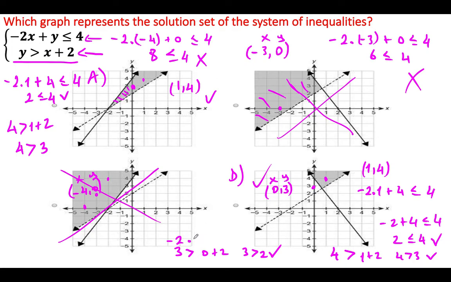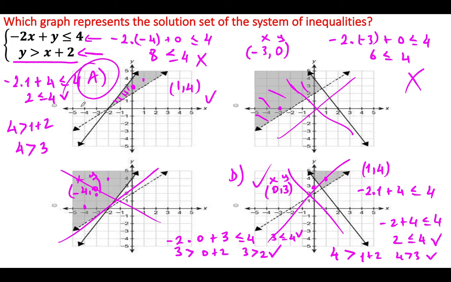Negative 2 times x, which is 0, plus y, which is 3, is less than or equal to 4, which will be 3 is less than or equal to 4. Yes, it is satisfied. That means these must be in the solution, 0, 3. But you see that here 0, 3 is not in the solution. So eliminate this. That means the answer is part A.